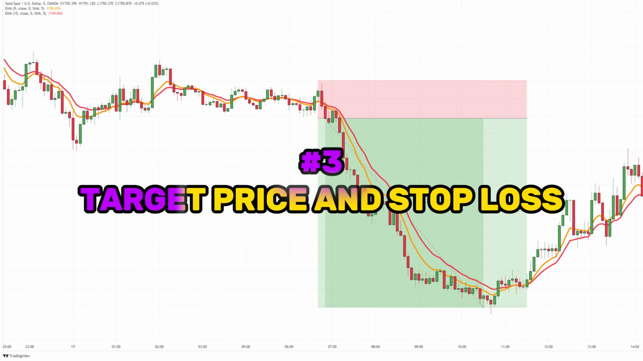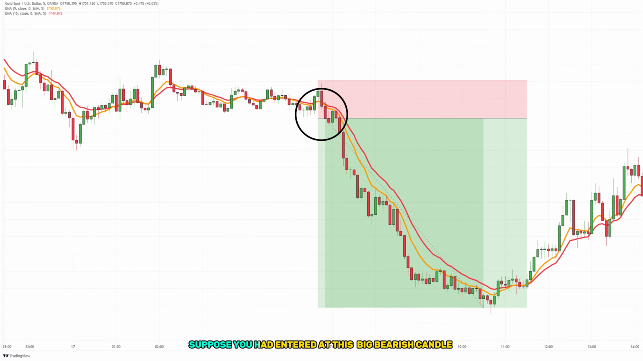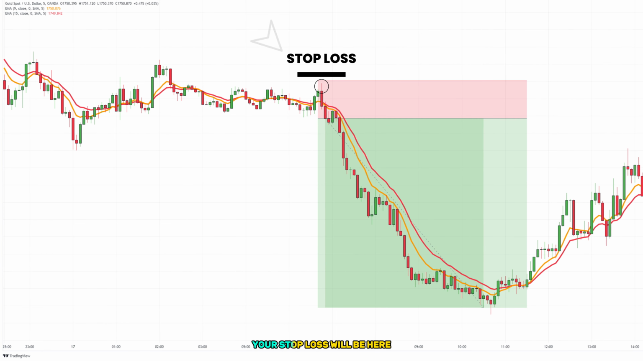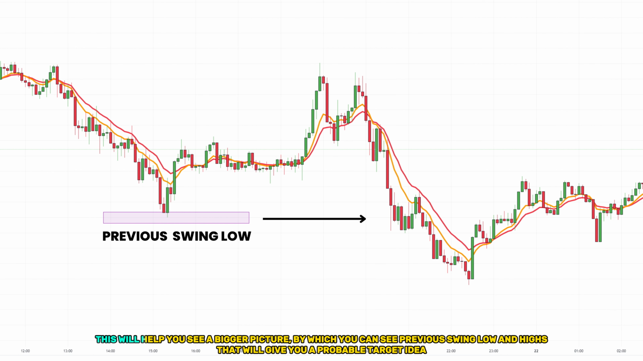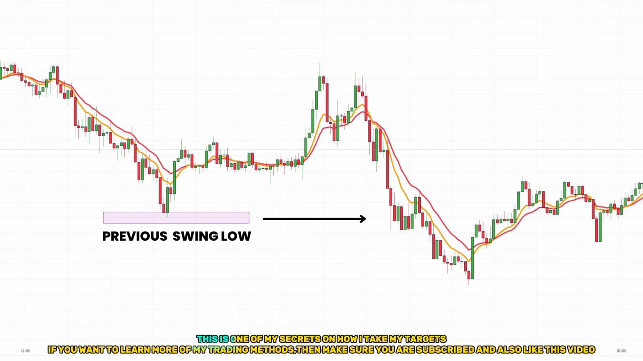The third thing you need is target price and stop loss. Suppose you had entered at this big bearish candle. Your stop loss will be here, and the target should be at least 2 times more than your stop loss. The best way to take a target is to look to the left of the chart. This will help you see a bigger picture, by which you can see previous swing lows and highs. That will give you a probable target idea. This is one of my secrets on how I take my targets.